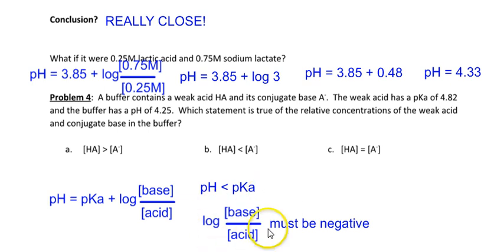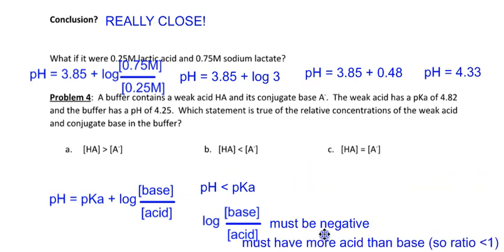Well, in order for this to be negative, look at what's this. Is this term right here going to be bigger than 1, or is it going to be less than 1? Well, what did we say up above? We said up here at the first part that if the base is greater than your acid, you get a number bigger than 1, like right here, like 3, and we end up adding it. That's not the case, though, is it? So what must be true? You must have more acid than base. So little base, big acid. So this is going to be a number less than 1 to make the log term negative. So the ratio is going to be less than 1. And that is going to be letter A.